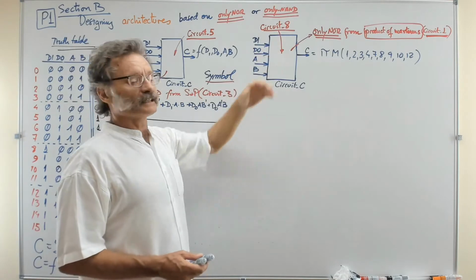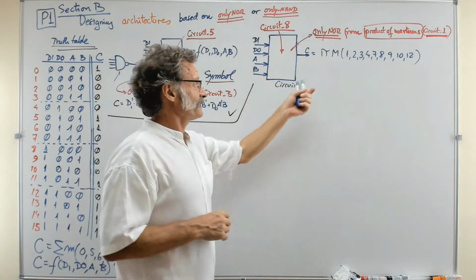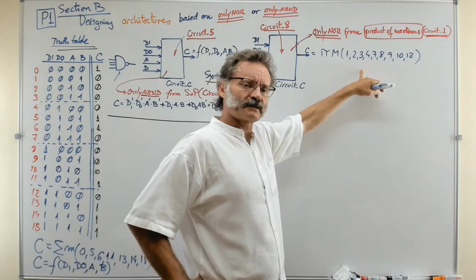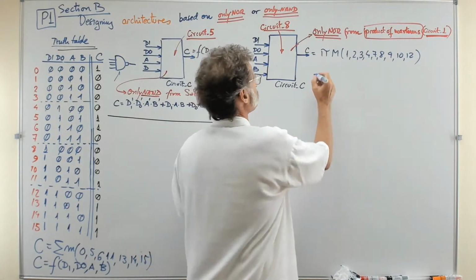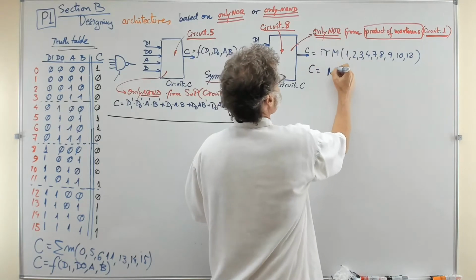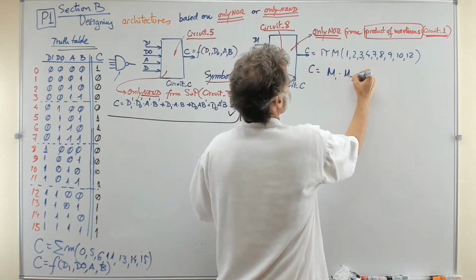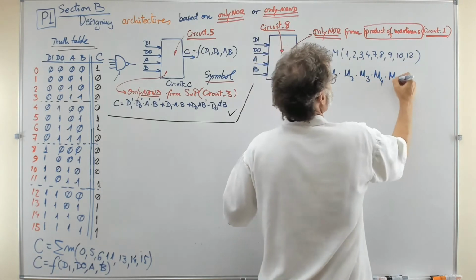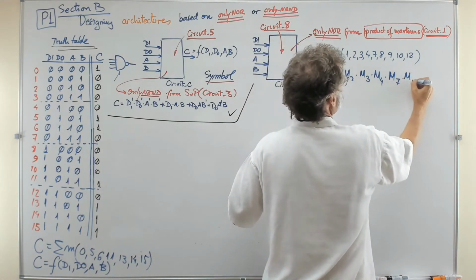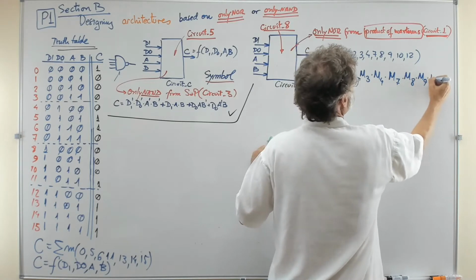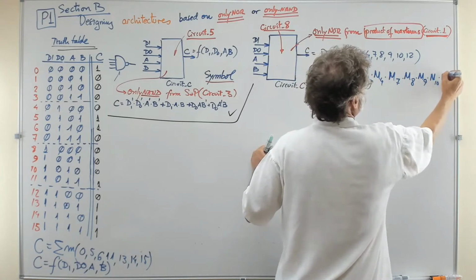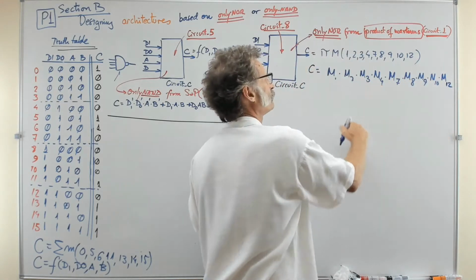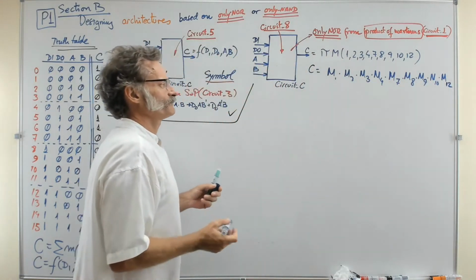Let's take circuit 8 as another example. Okay, this time it is the same function C, but let's imagine that it is based on maxterms. So the maxterms can be expressed like this: M1 and M2 and M3 and M4, M7, M8, M9, M10, and finally M12. That's the product of the different maxterms that we've got here.